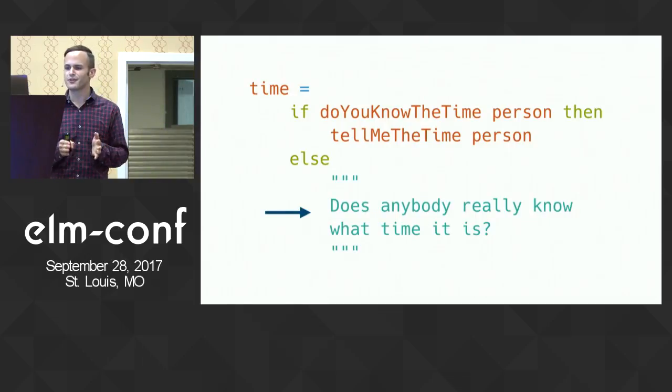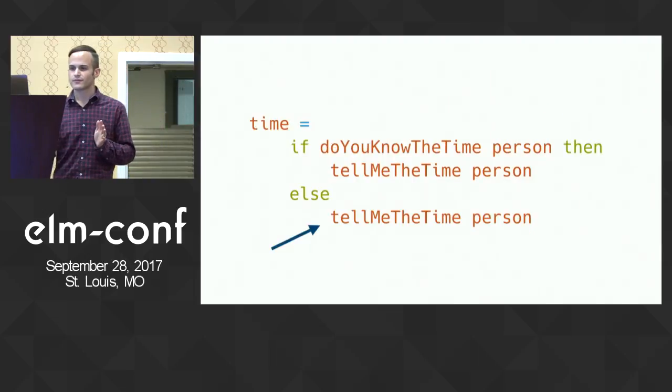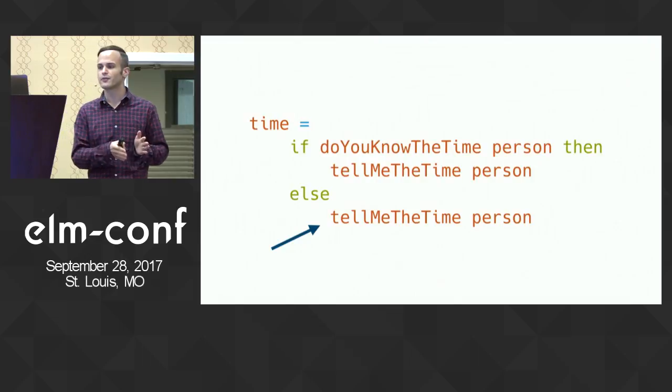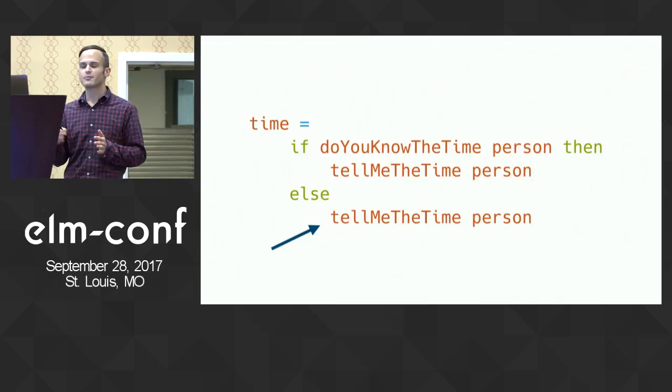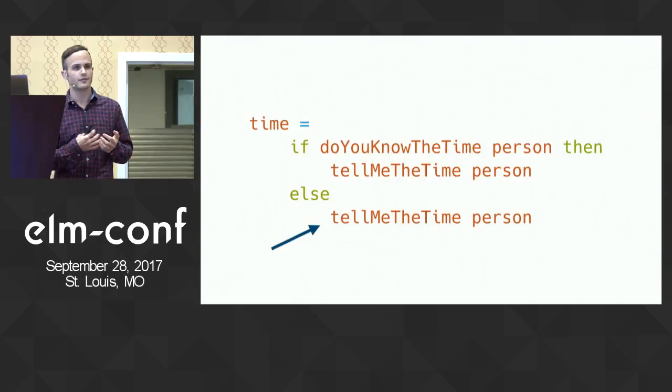So the problem with this code is that the compiler may not know that the property that the person has the time holds true. Therefore, there's nothing stopping us from accidentally demanding the time from a person that may not have it. The compiler may not prevent this depending on how we've implemented these functions. So we're at the mercy of runtime branching being correct.